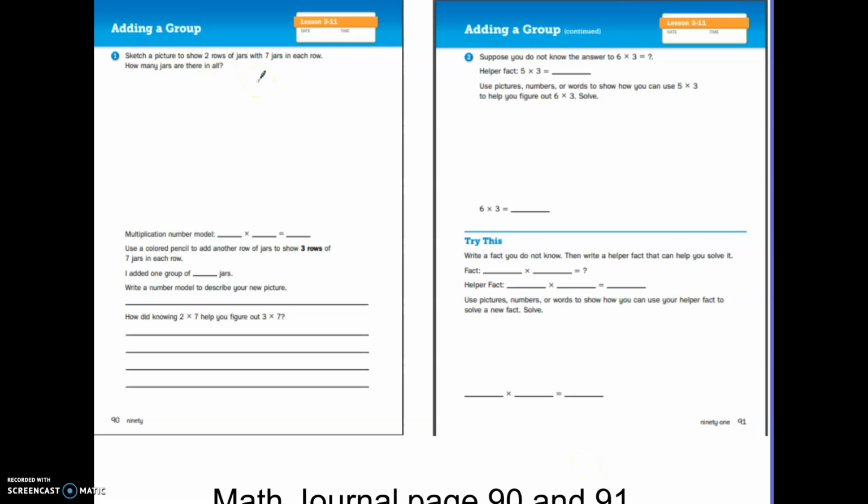So for your work today, you are going to work on Math Journal pages 90 and 91. Very simple. The directions are right there. For number 1, you're going to sketch a picture to show 2 rows of jars with 7 jars in each row. You're going to make that array. How many jars are there? Write the number model for it.